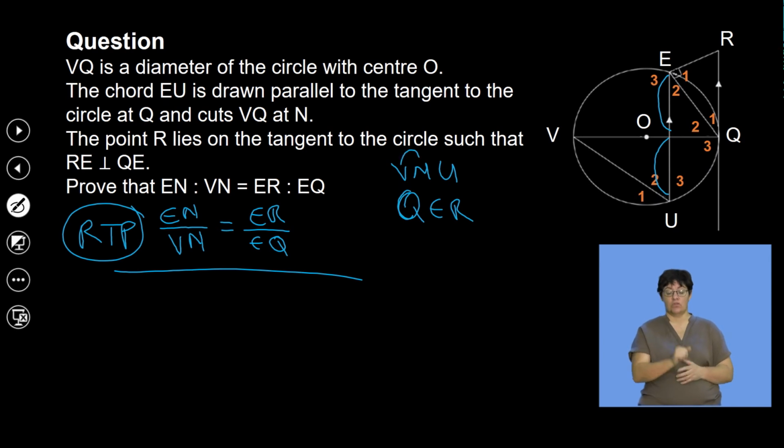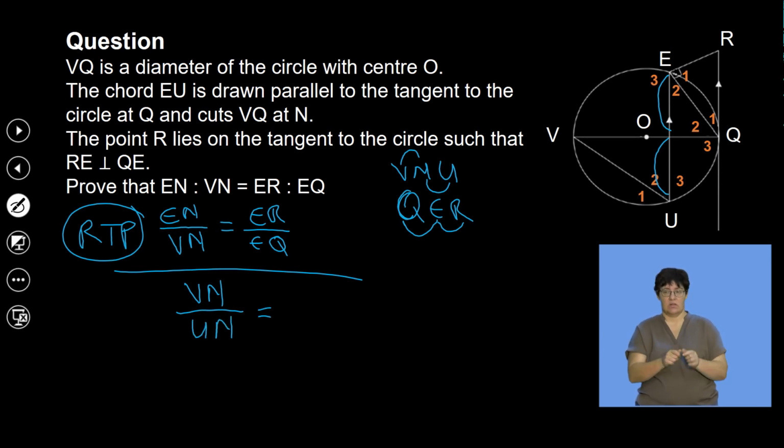So I will use VN. Why VN? Because that's what is equal to EN, right? And then I will also use my ER there. I need ER. There's ER. So ER goes with NU, and then my EQ there. So my EQ is also there. So this will be VN over my UN, which is equal to QE or EQ over ER.